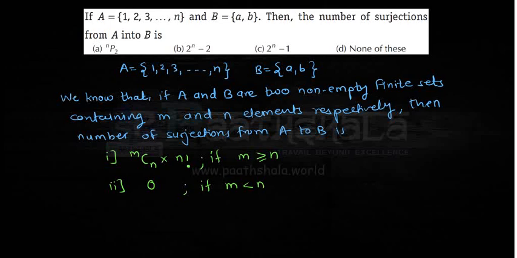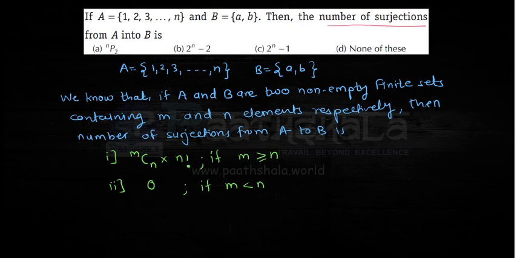If A equals 1, 2, 3 up to n and B equals {a, b}, then the number of surjections from A to B is... The number of surjections means the number of onto mappings. Here we are talking about only relations, not functions. So many-to-one, one-onto, one-to-many are all relations, but one-to-many is not a function.